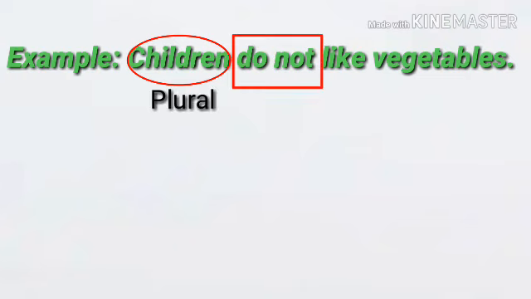Another example. Children don't like vegetable. So as you can see, the subject is children, and that is plural. That's why we use don't, and followed by the base form verb like. We don't say doesn't, because doesn't is only for a singular subject. And the subject here is children. That is plural.